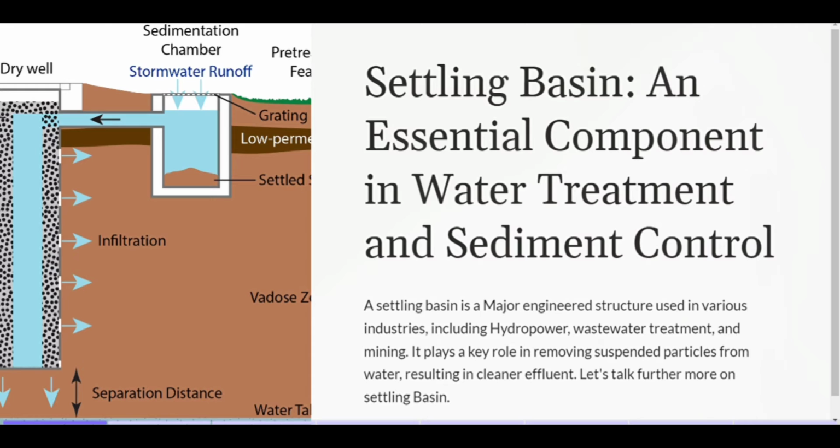So, let's start with the settling basin, an essential component in water treatment and sediment control. A settling basin is a major engineered structure used in various industries, including hydropower, wastewater treatment, and mining. It plays a key role in removing suspended particles from water, resulting in cleaner effluent. Let's talk further on settling basin in hydropower.